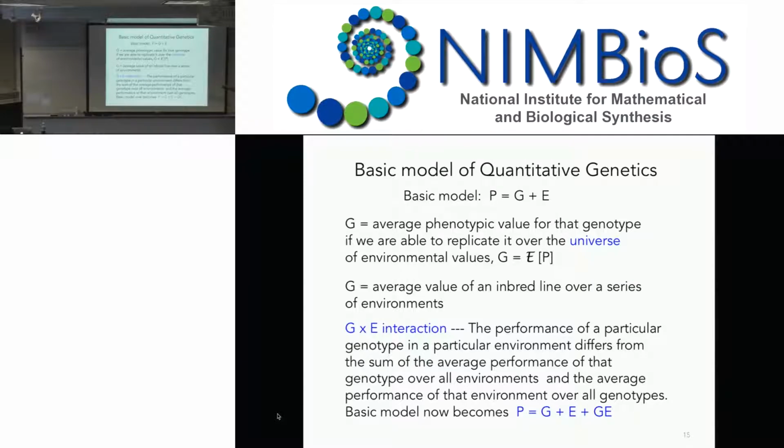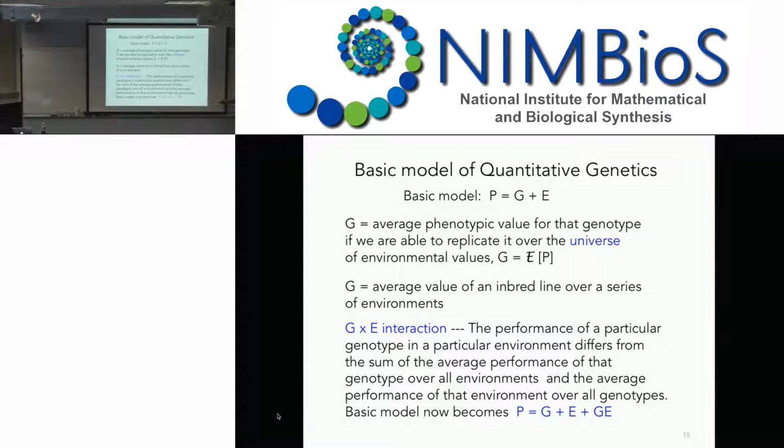So here's the basic model. And by this, I use different fonts here. This E here, this funky E, stands for expectation or average value. This E here stands for environmental noise. You can also have interaction terms. I won't say much about that.